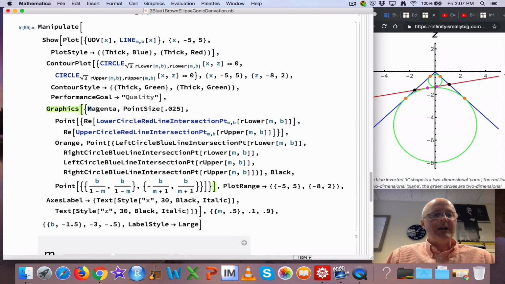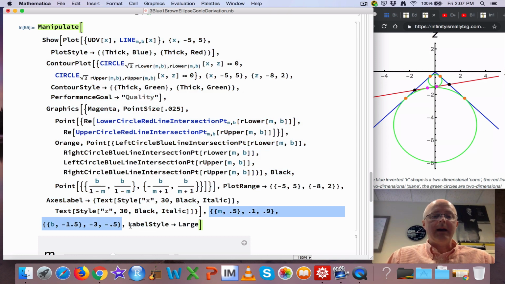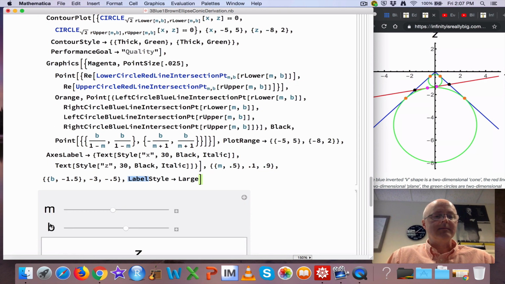The magenta or pink dots here, the orange dots in here, and then the two black dots where the red and blue intersect right there. I didn't explain how to find these values here, but that's not too hard actually. And then this is just formatting, and all that Show, which goes from here to here, is inside Manipulate, that makes the animation, where m and b vary, and LabelStyle Large just makes these larger.